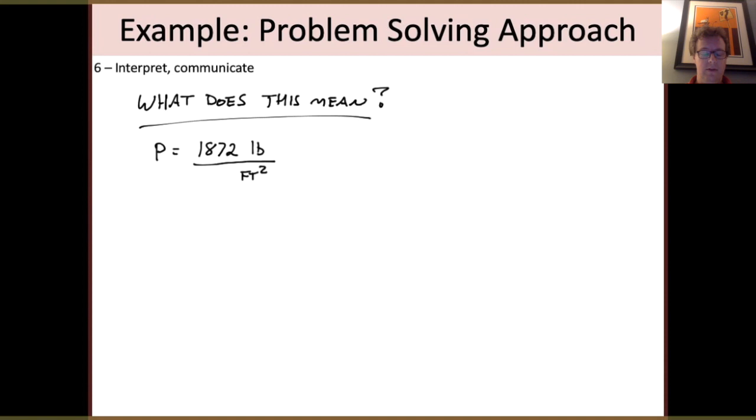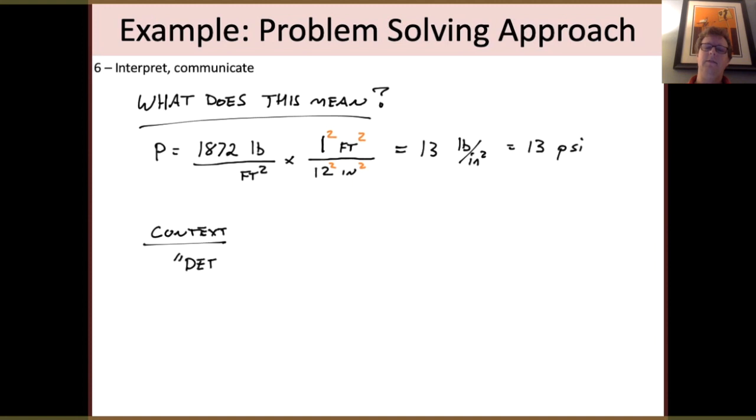And so to help interpret or communicate the result of our calculation, I thought we will do a little bit of unit conversions. And so you can see here, I've multiplied this by 1 foot per 12 inches, and I've squared both of those, so I can cancel out square feet in the bottom with square feet in the top. And this turns out to be about 13 psi, or 13 pounds per square inch. That starts to be something that the average person can interpret.